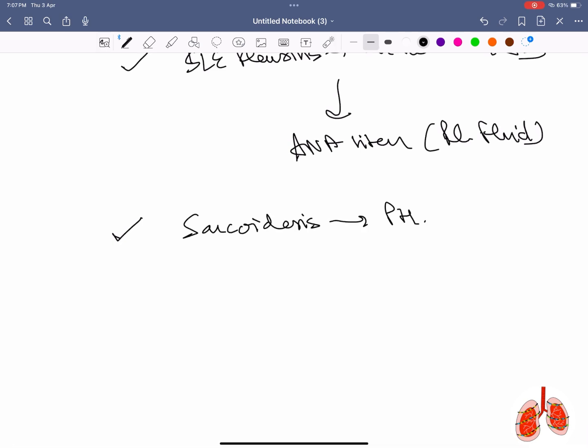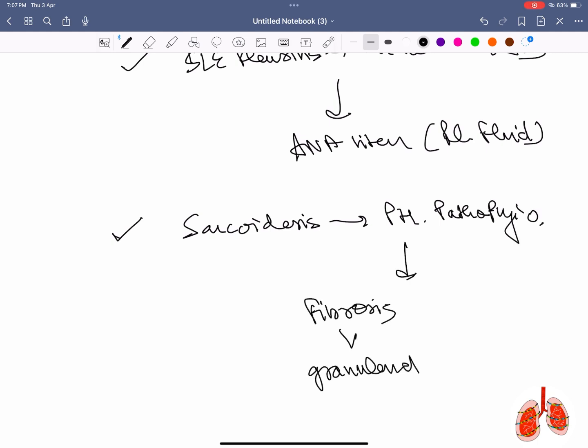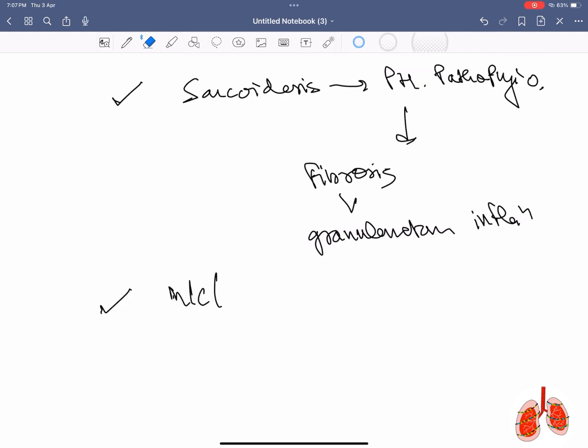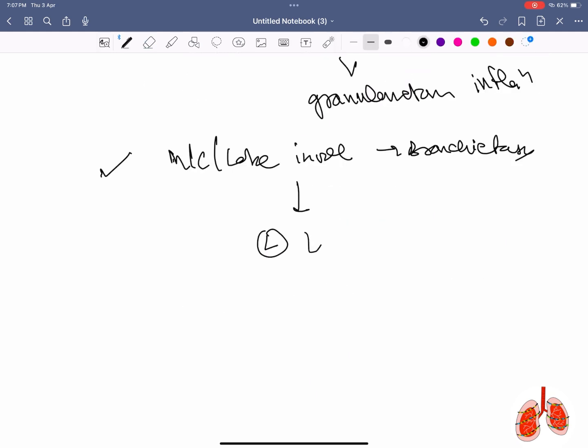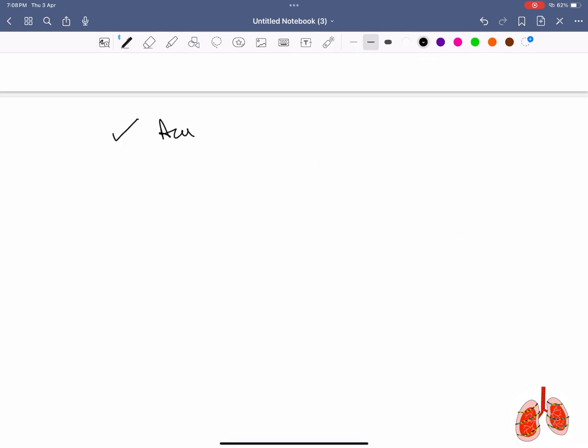The pathophysiology of pulmonary hypertension in sarcoidosis is pulmonary fibrosis more than granulomatous infiltration of the arteries. Most common lobe involved in bronchiectasis is left lower lobe. Young male presenting with bronchiectasis on examination had low immunoglobulins. Diagnosis is common variable immunodeficiency.